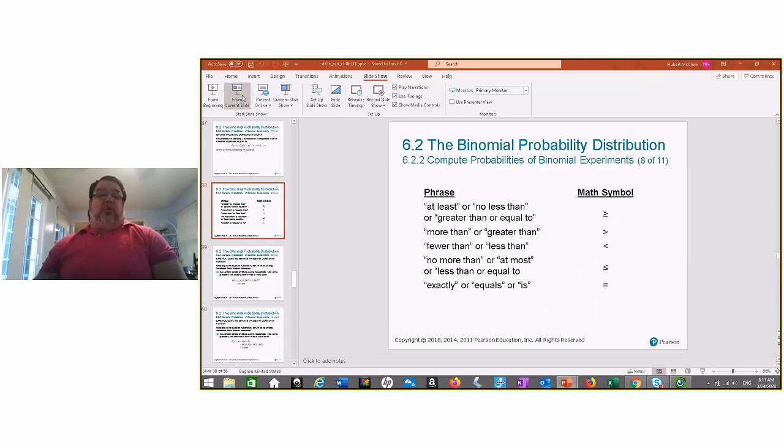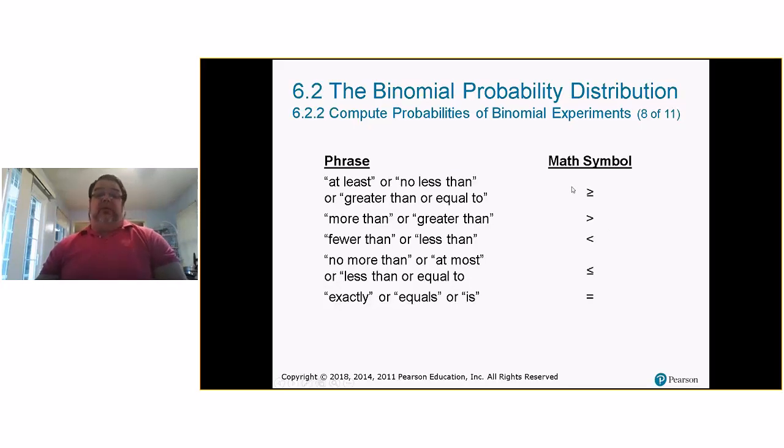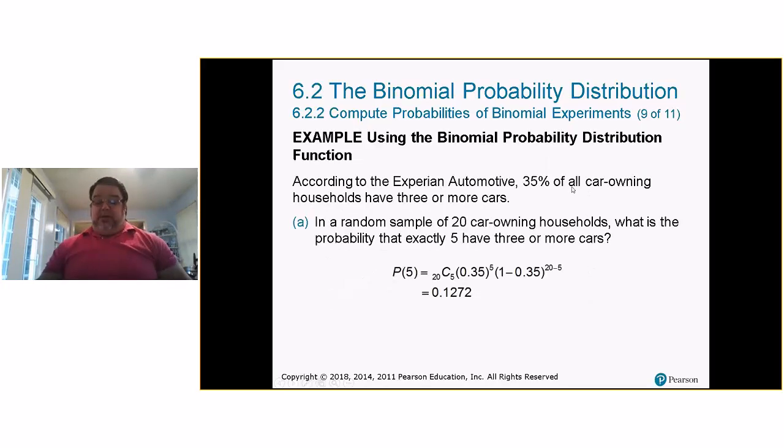And that's where we're at right there. And of course, we went through the three problems. That is exactly 5 cars.